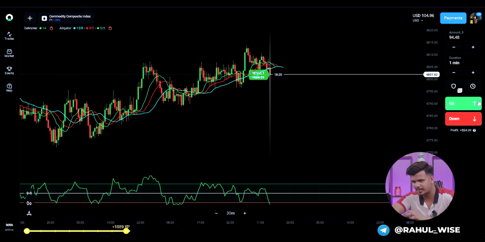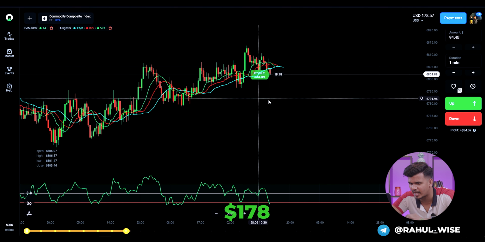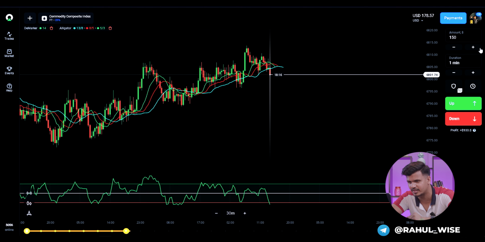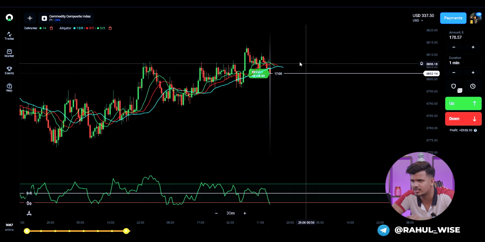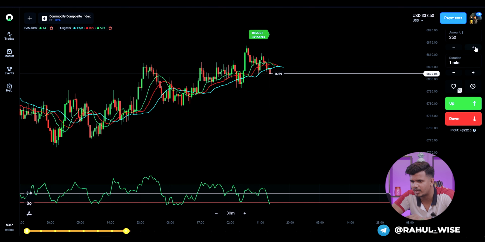Great, my balance has grown to $178 and I am not done yet. I immediately open a short trade as all the indicator lines are strictly downwards and move along a negative trend. And the third transaction is also completed successfully. My balance has reached $337.